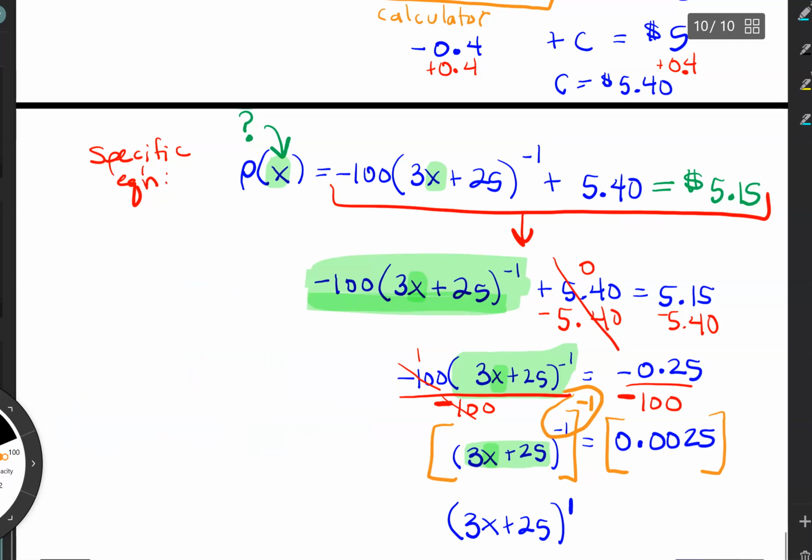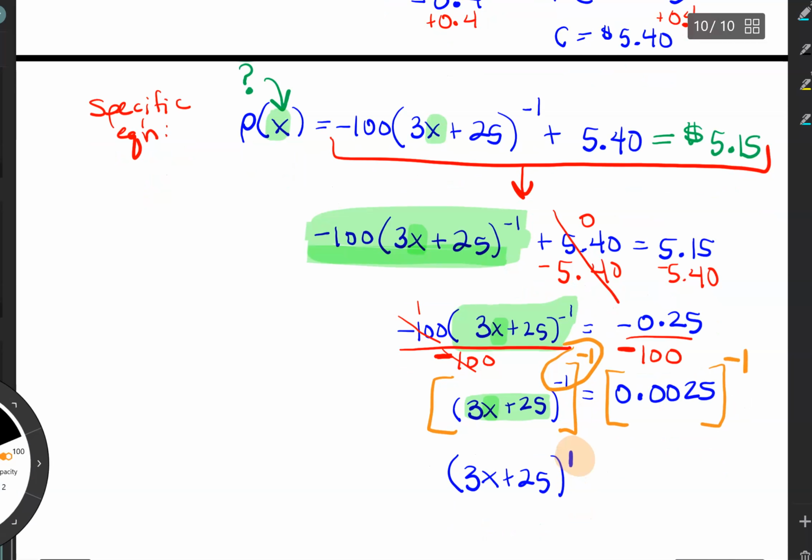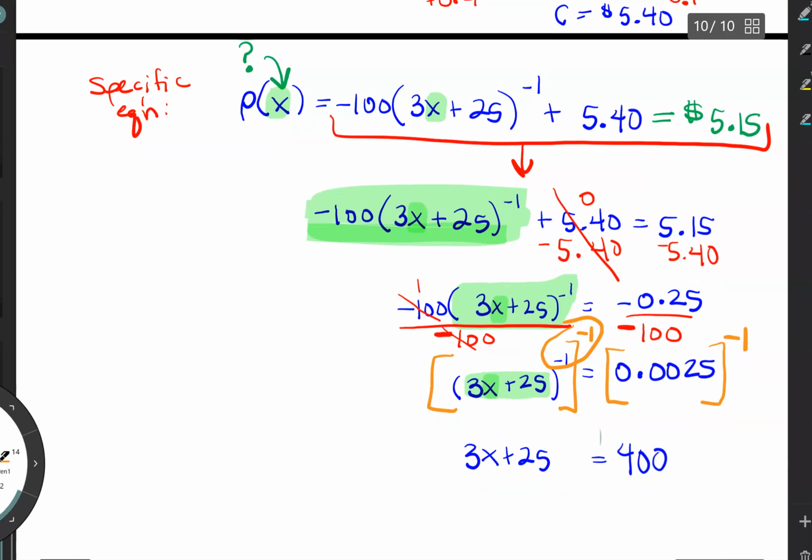So if I raise the left-hand side to the exponent negative 1, I need to raise the right-hand side to the exponent negative 1. On the left-hand side, it'll give me an exponent of 1. On the right-hand side, it'll give me, give me 1 second, 400? Okay, and now that we have a binomial to the first power, we don't really need those parentheses anymore. Now it's just super basic algebra. You're still trying to get to this x, so you need to get the 3x alone, so just subtract the 25 on both sides.